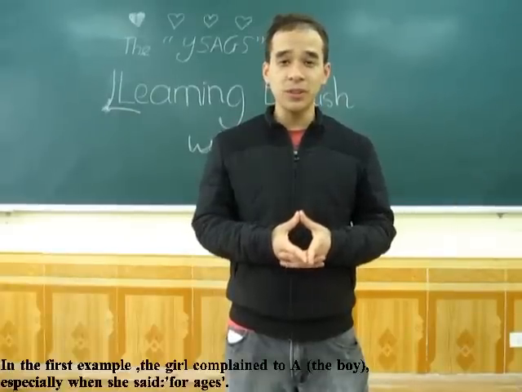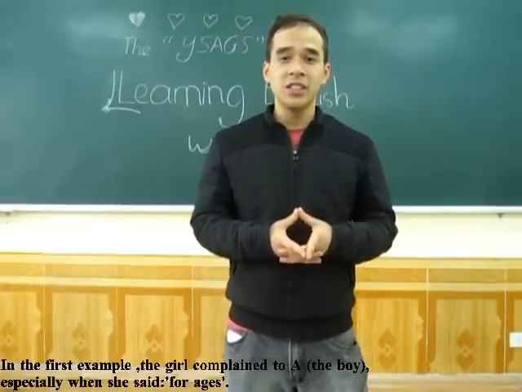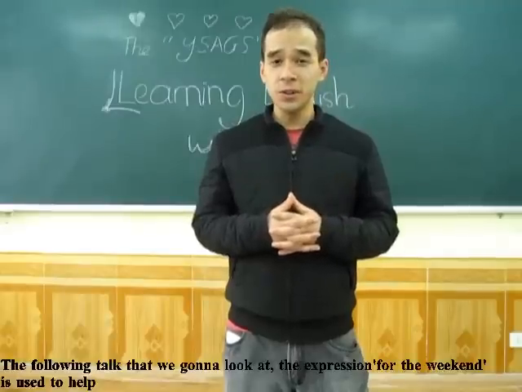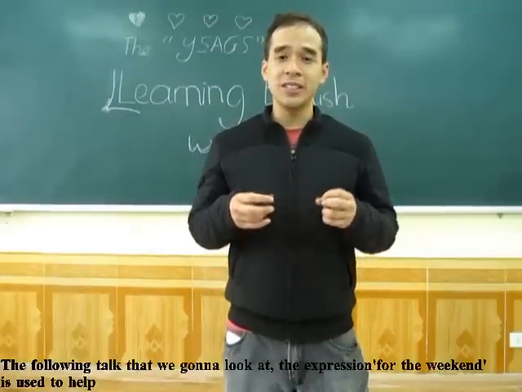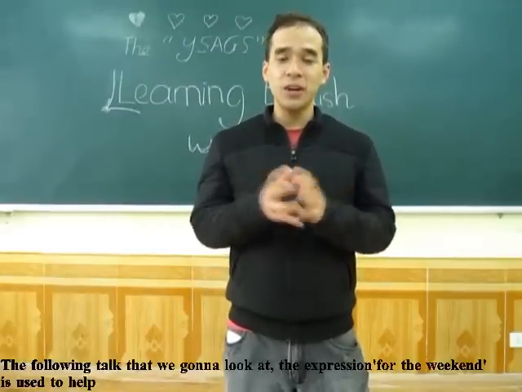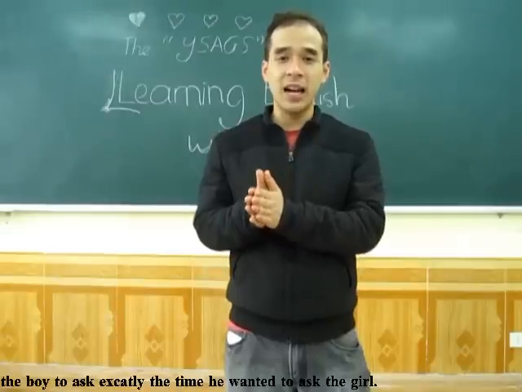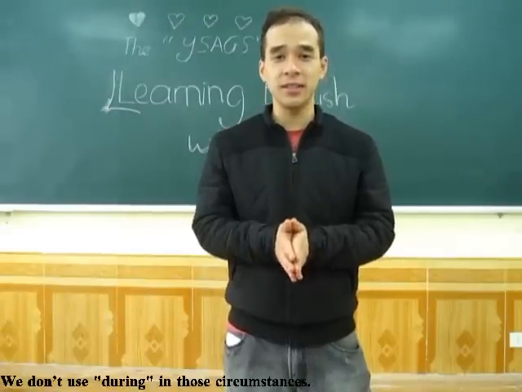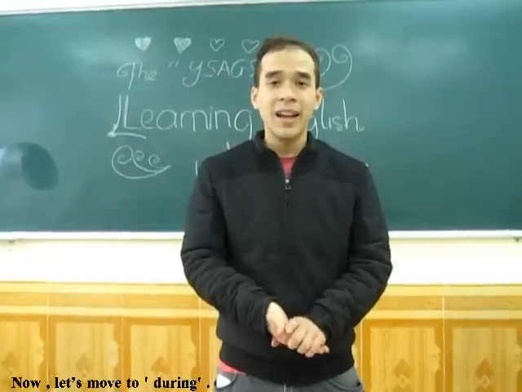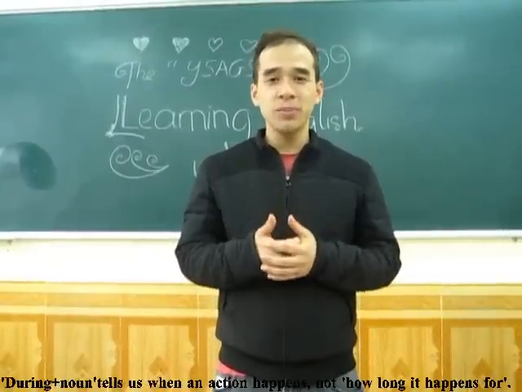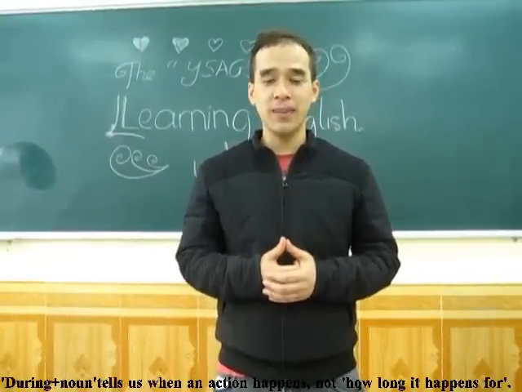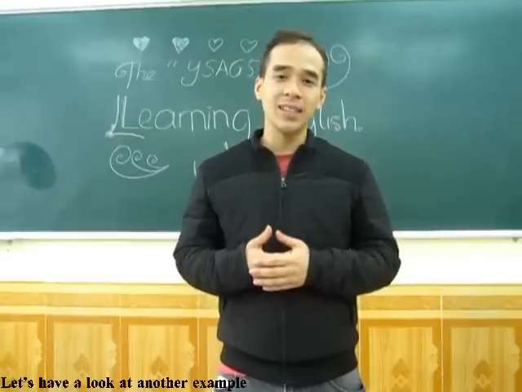In the first example, the girl complained to him, especially when she said for ages. In the following talk, the expression for the weekend is used to help the boy ask exactly the time he wants to ask the girl. We don't use during in those circumstances. Now let's look at during. During plus noun tells us when an action happens, not how long it happens for. Let's have a look at another example.